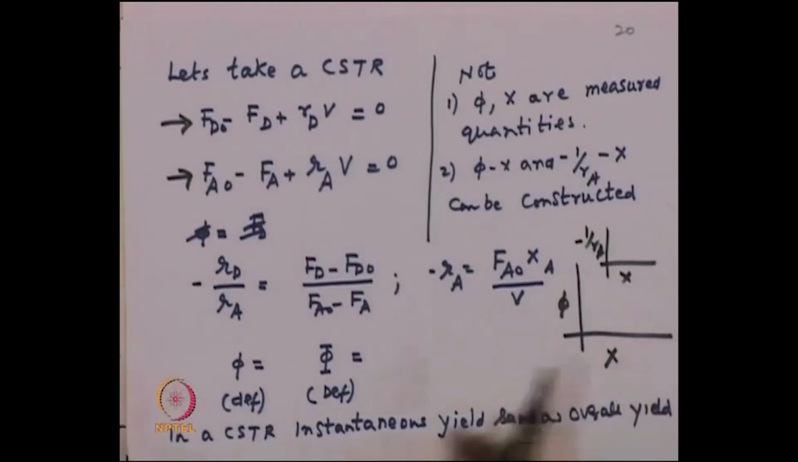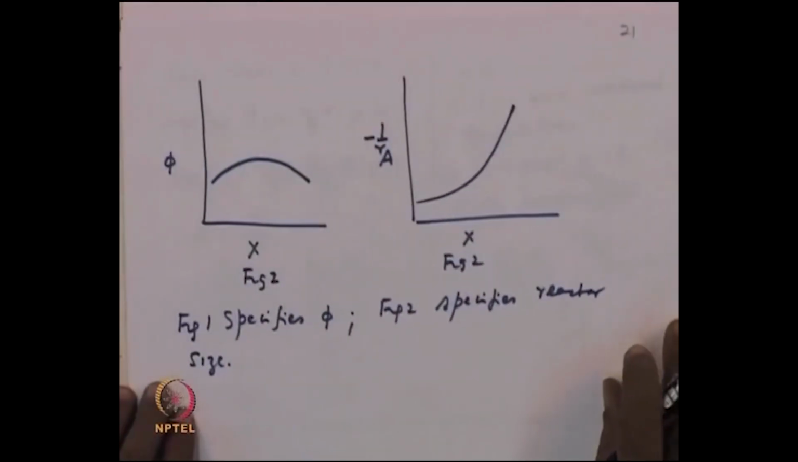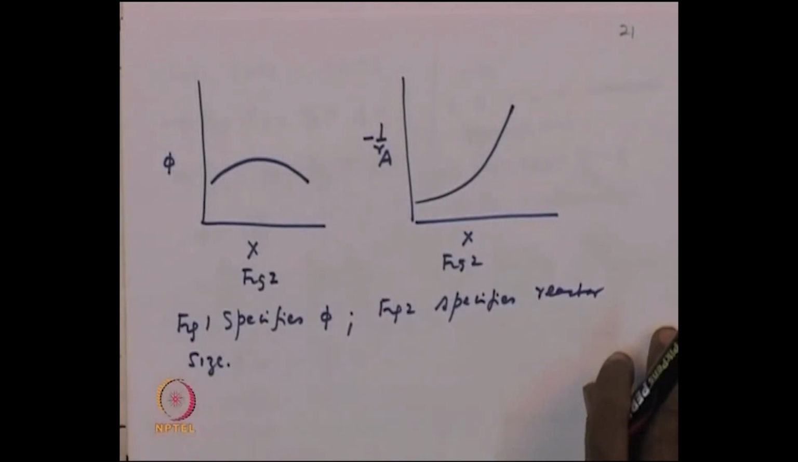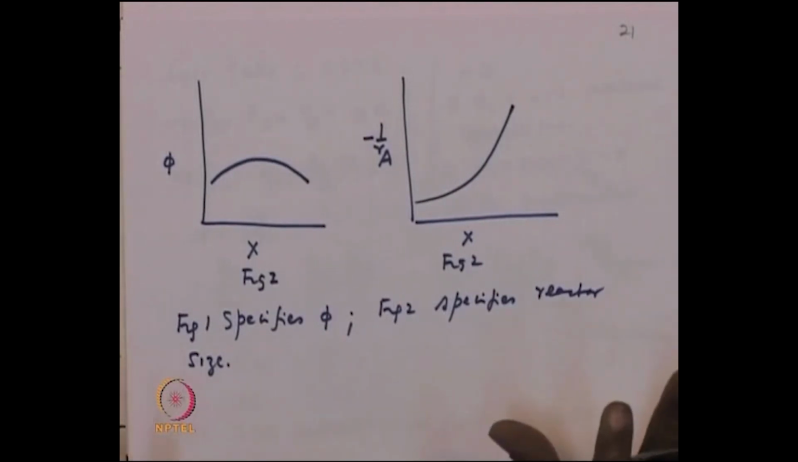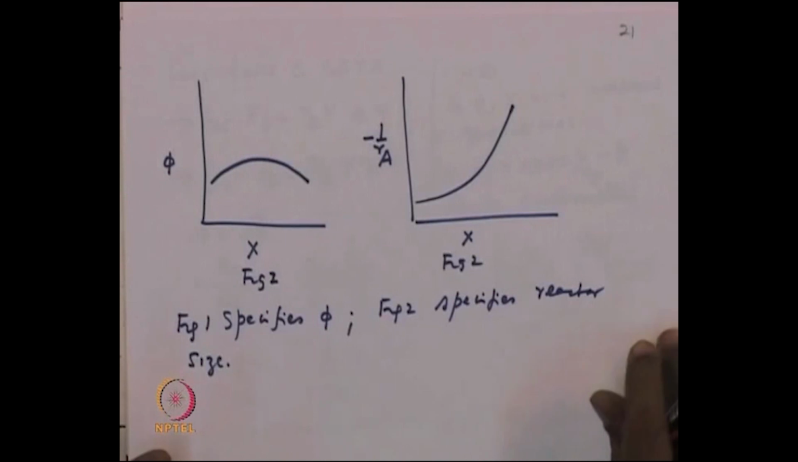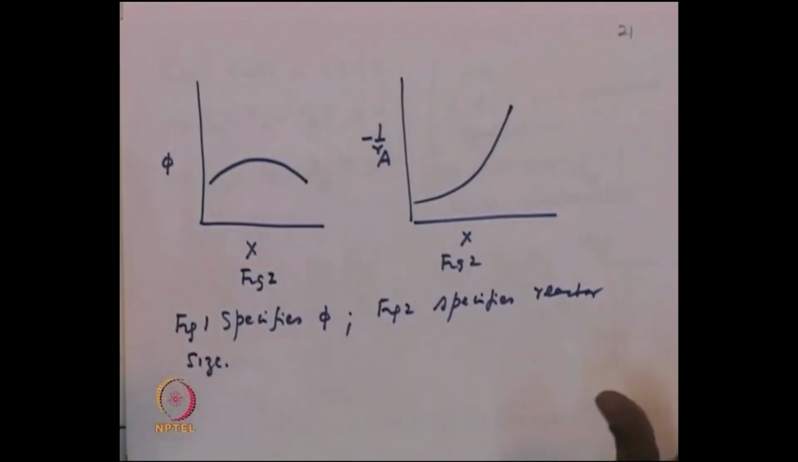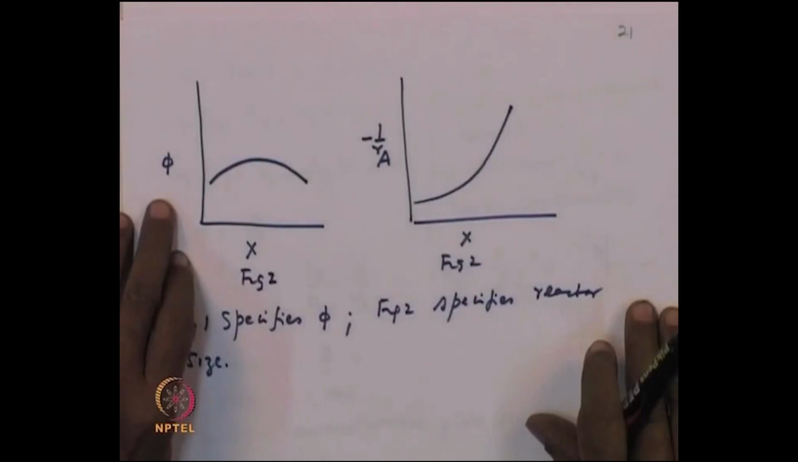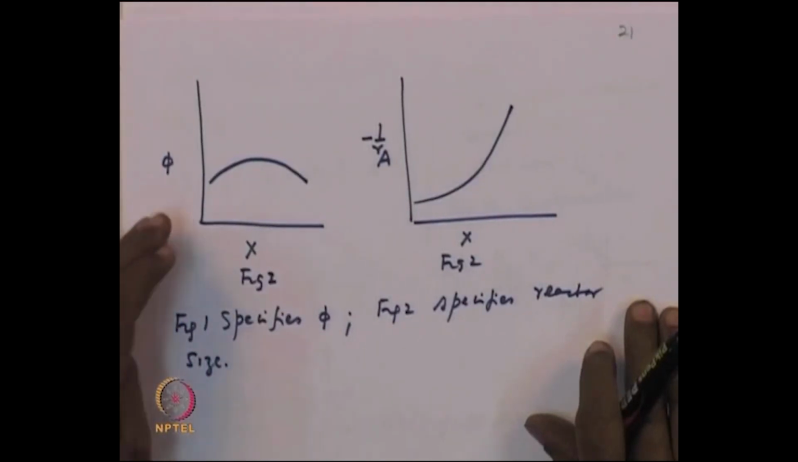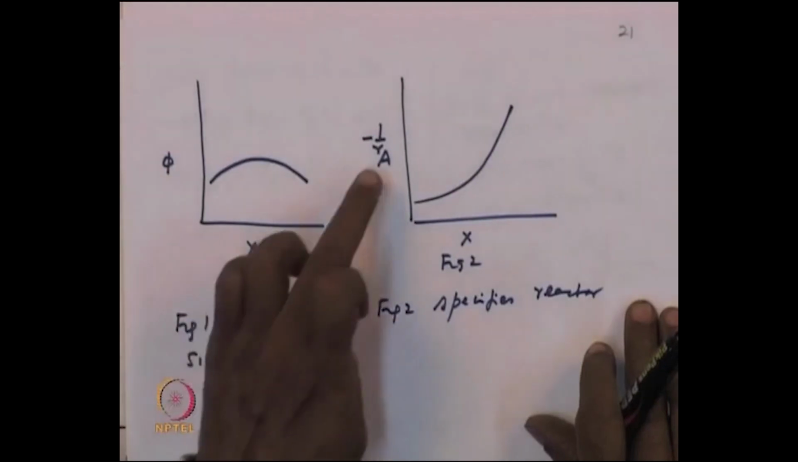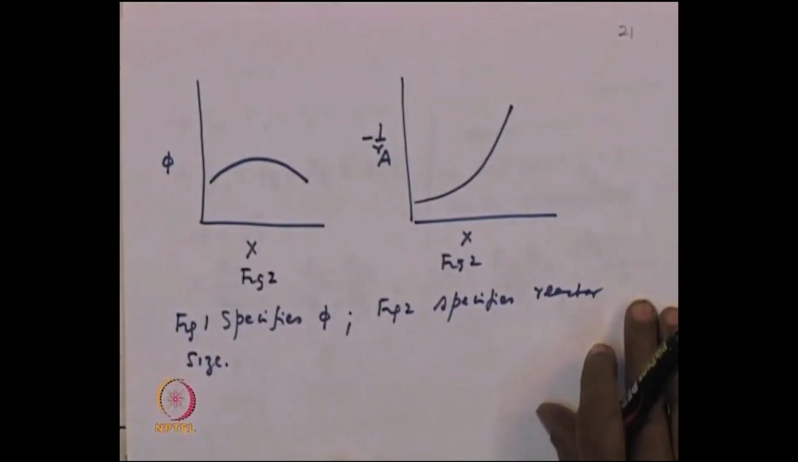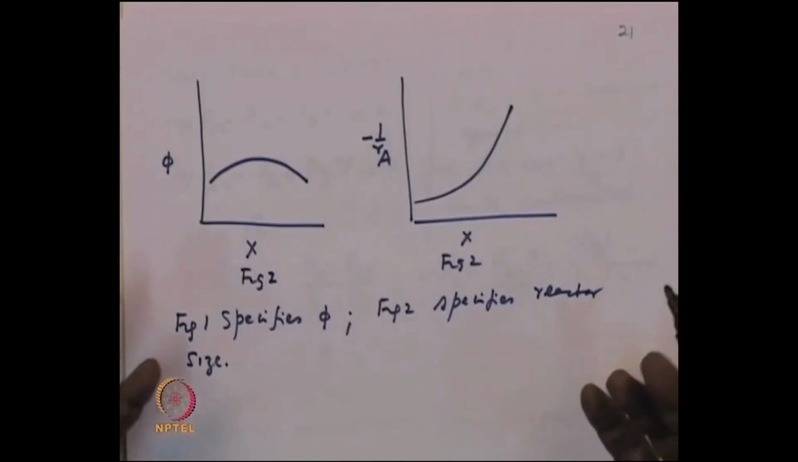In other words, through your CSTR experiment, you can generate data on the system you are trying to investigate without any knowledge of the chemical kinetics, because the chemical kinetics in many cases are so complicated that the effort involved in getting that function is not easy. But this is an easier experiment to do. So, you can generate phi versus x data and minus of 1 by Ra versus x data. Now, you have all the data in your hand.